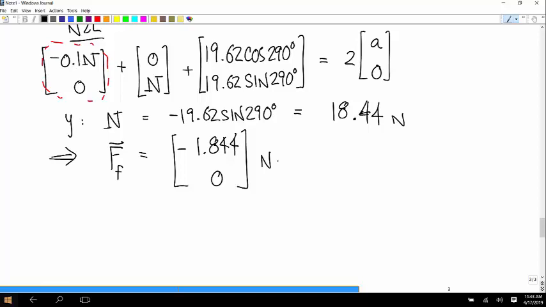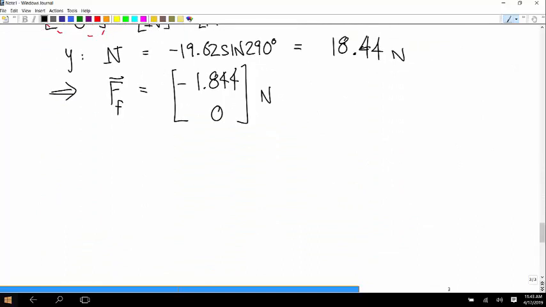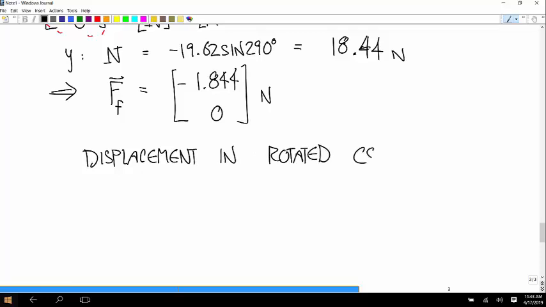Now we're going to have to figure out how far it travels. Like now we need to represent our displacement vector in this coordinate system so we can use our force vectors. Right? So we need to figure out what this length is. So let's get the displacement in that rotated coordinate system. We know it's just going to be in the positive x direction.